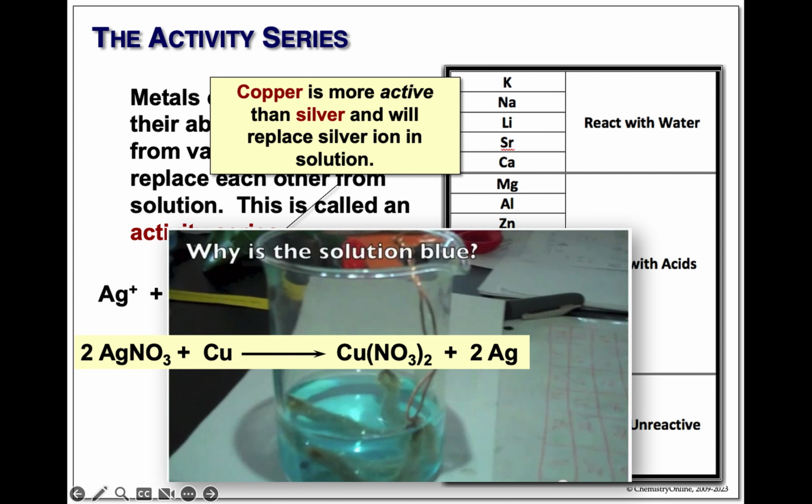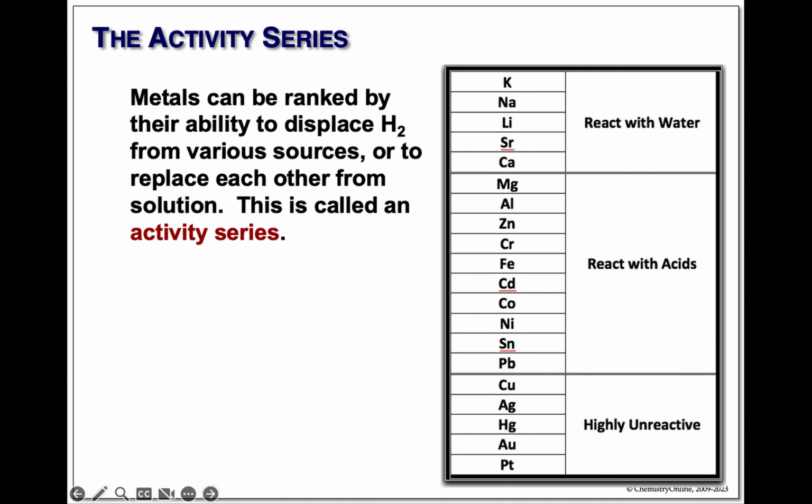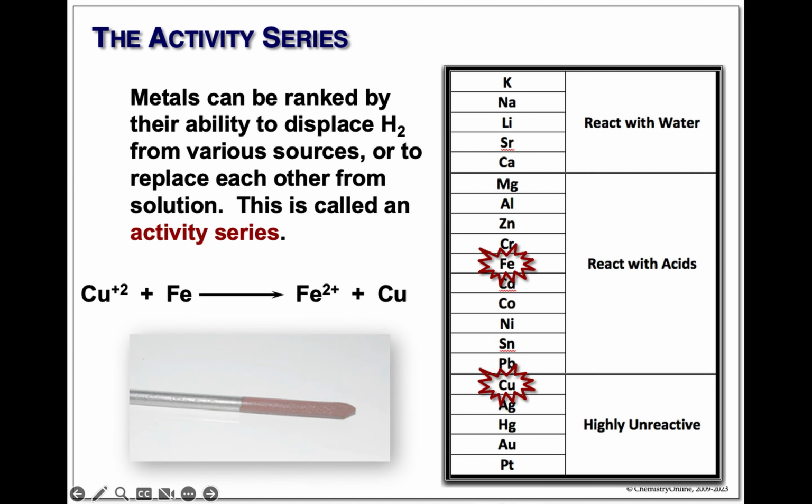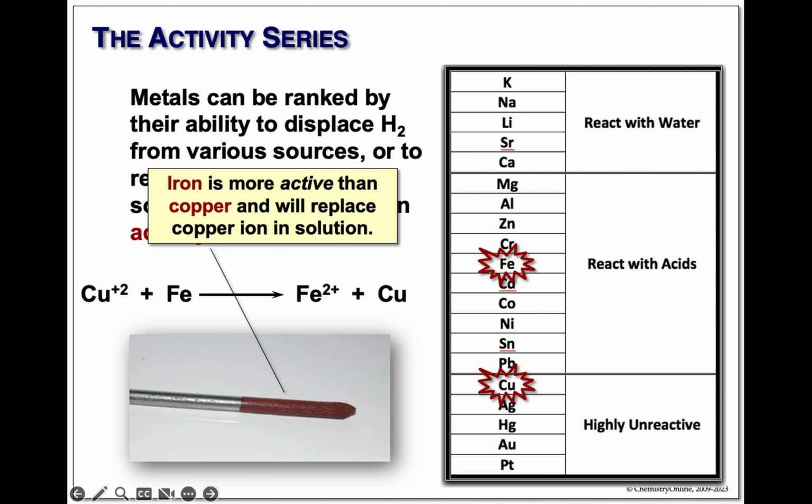We'll actually do this in lab. Here's our element, here's our ion. Element and the ion. Iron will replace copper. That's why we get our copper nail. Iron is more active.